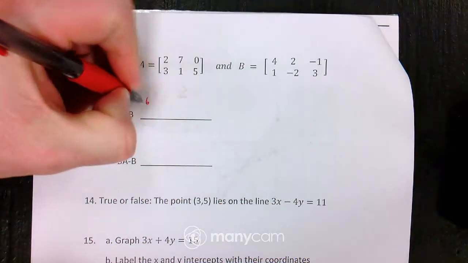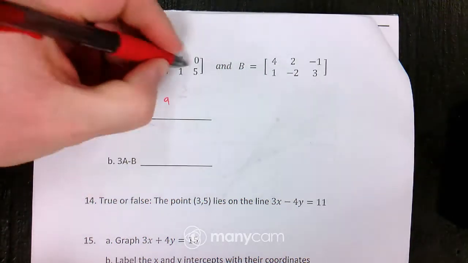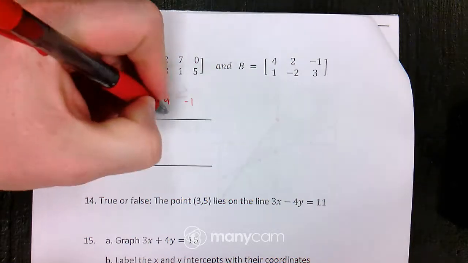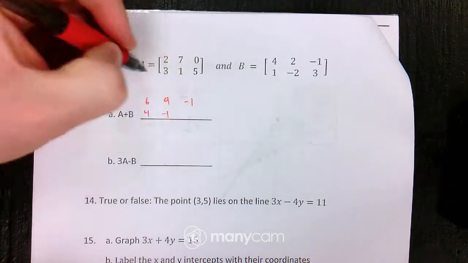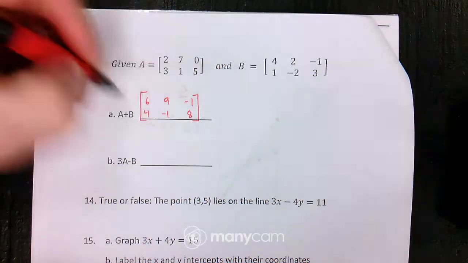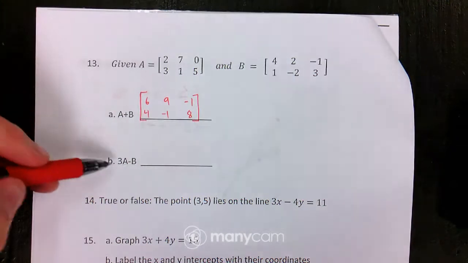So 2 plus 4 is 6, 7 plus 2 is 9, 0 plus negative 1 is negative 1, 3 plus 1 is 4, 1 plus negative 2 is negative 1, 5 plus 3 is 8. Alright, we all know how to do arithmetic. We're good with that? Okay, now this one's a little different.